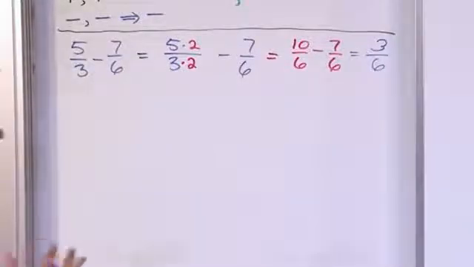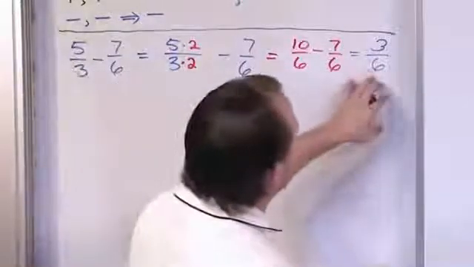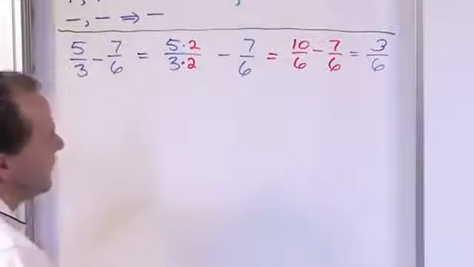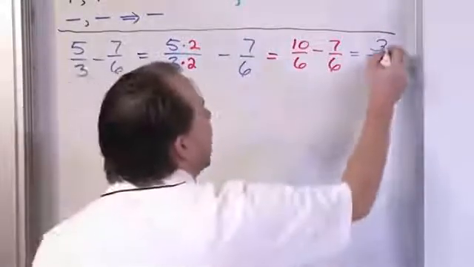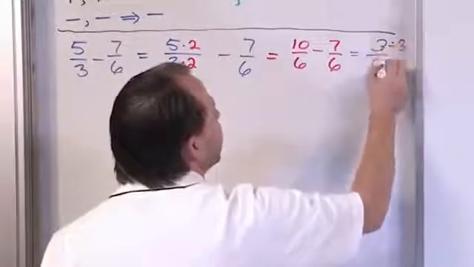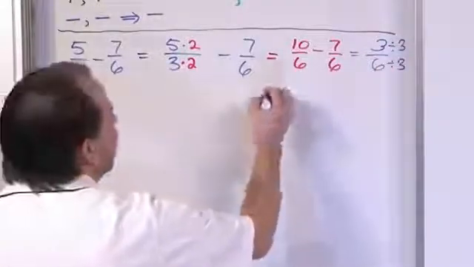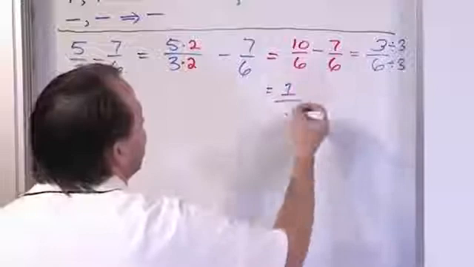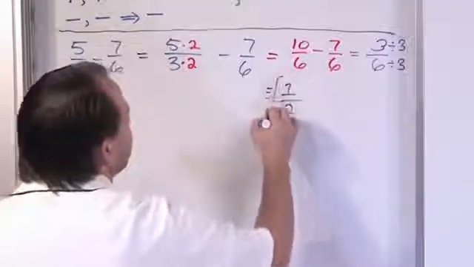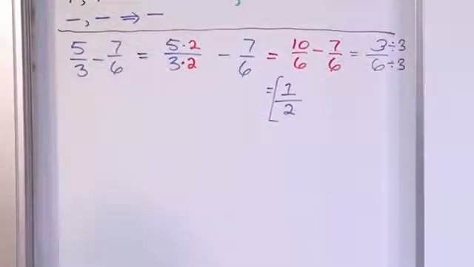And you always check to see if this is a reduced fraction. We've talked about fractions in the previous section. I can divide the top by 3, and I can divide the bottom by 3. And when I do that, 3 divided by 3 on the top is 1. 6 divided by 3 on the bottom is 2. So it's 1/2.